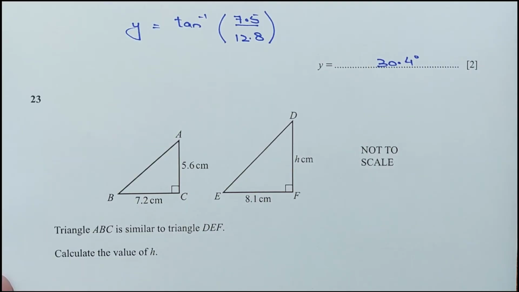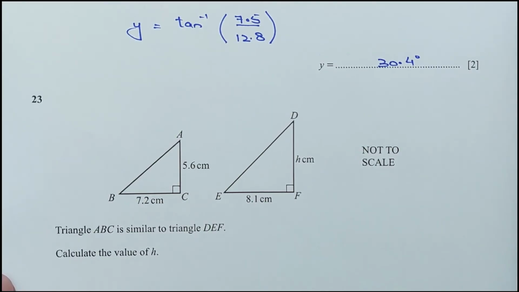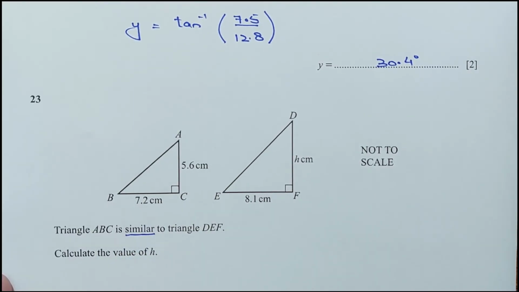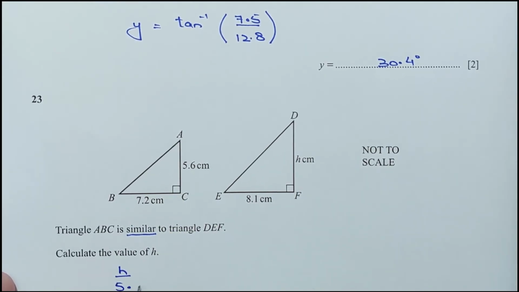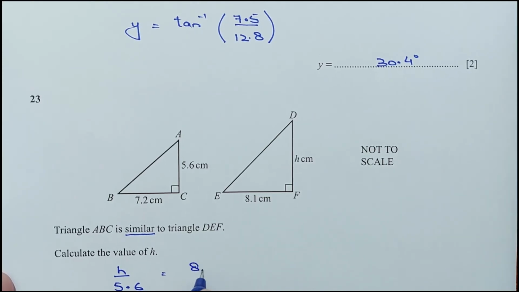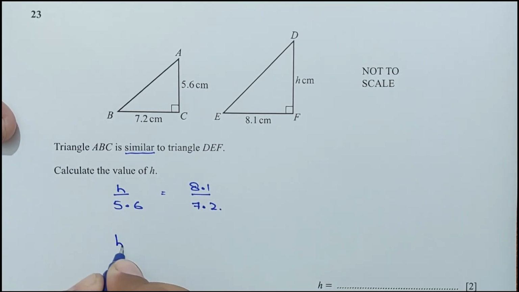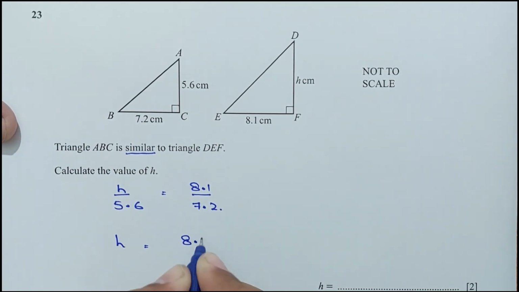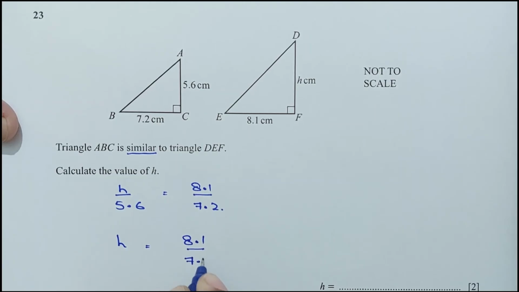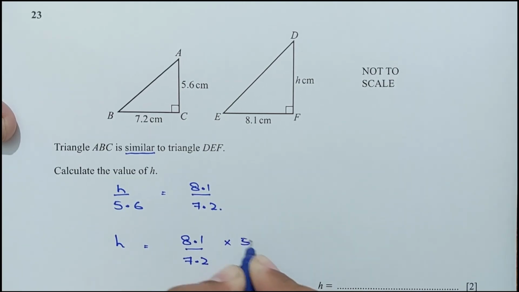Question number 23. Triangle ABC is similar to triangle DEF. Okay, calculate the value of h. When the two triangles are similar, the ratios of their corresponding sides are equal. So we can say h over 5.6 should be equal to 8.1 over 7.2. Right, so from here we can easily calculate the value of h, which is 8.1 over 7.2 times 5.6.